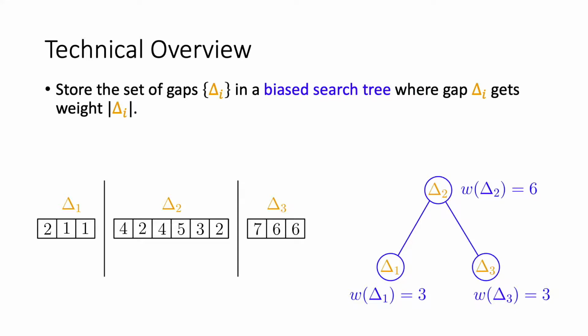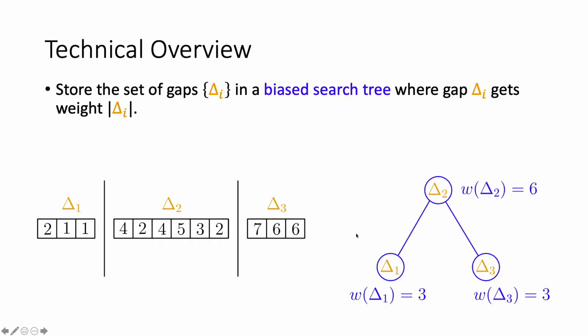And this is good because we can use this existing data structure, just a biased search tree, and we can weight each gap delta I with the weight, the number of elements in gap delta I. A biased search tree is just a binary search tree, except instead of each node getting unit weight, we allow arbitrary weighting of nodes, and the idea will be to make the heavyweight nodes be higher up in the tree, and that way we can access them quicker.